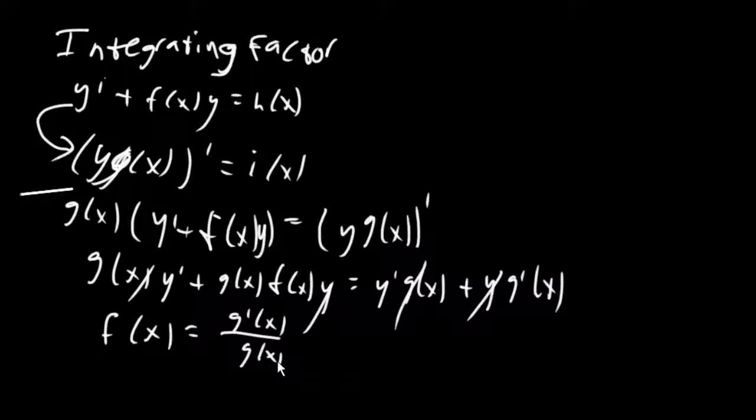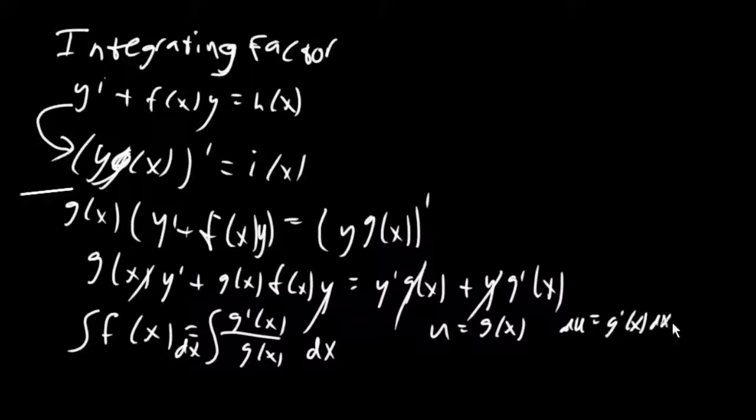And so let's set up a u substitution because we can just integrate both sides. Well, let's first multiply both sides by dx, and we'll indefinitely integrate both sides, and we'll set up our u substitution. So we're going to integrate this, so what should our u be equal to? Our u will be equal to g of x, and our du will be equal to g prime of x dx. So u is equal to g of x, du is equal to g prime of x dx.